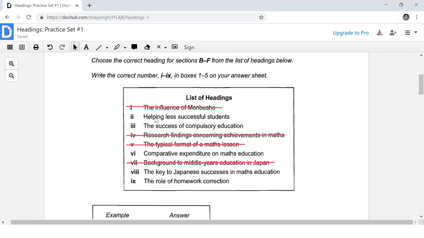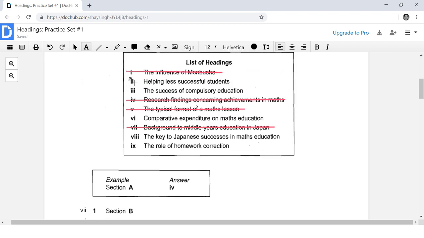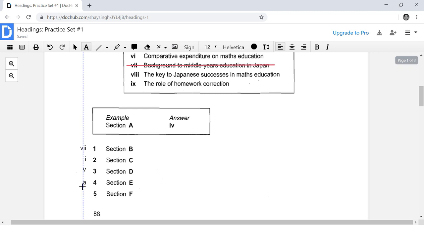Let us move on. I want to make sure that we don't have any other answer choice that may be a better fit. The success of compulsory education. Nope. Nothing about expenditure. The key to Japanese successes doesn't mention that either. Nothing about homework. So the correct answer has to be number 2. Because answer choice number 2 is using synonym language for slow learners. It says less successful students, so that is synonym language for slow learners. So let us come down here and put answer choice number 2 as our answer for question number 4.